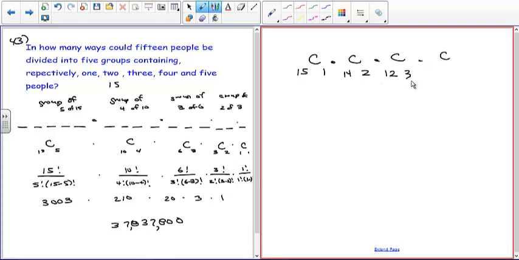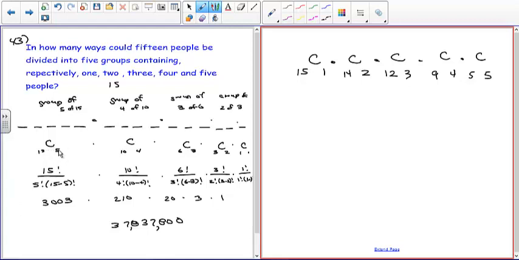And then I would have 9 left. 12 minus 3 is 9, so I had 9 people. And I'd take 4 of those for my 4-person committee, or 4-person group. And then finally I'd have 5 people left, and I'd pick all 5 people.